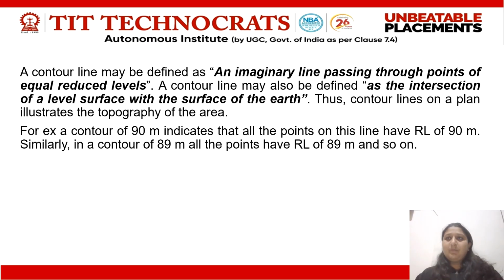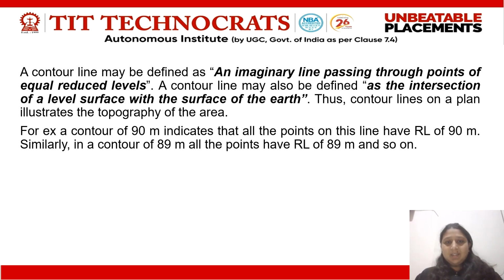For example, if I am standing 10 feet above the datum on the Earth's surface, there are various people standing at different heights, some at 10 feet, some at 8 feet and others at 5 feet. An imaginary line which joins all the people standing at the height of 10 feet, that is, a line joining all the points of the same reduced level, is called a contour line.